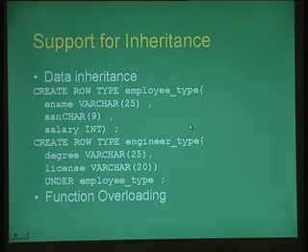What this means is that the row type called engineer type is a subtype of employee type, or it is a specialization over employee type. That is, in addition to the fields that exist in the employee type, engineer type has two extra fields like degree and license. Similarly, you can also define function overloading as well.